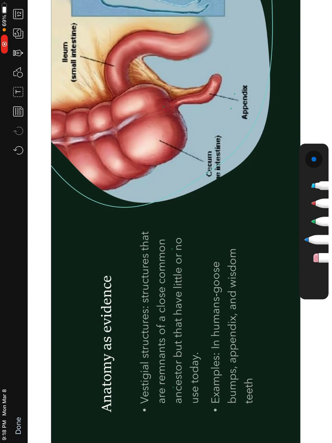Okay, so anatomy as evidence. One last thing that we would need to look at, vestigial structures, and these are structures that are remnants of close common ancestors but have little or no use to us today. So an example would be human goosebumps. So this is what happens when you get the chills. Your hair kind of stands up on end, and this is a reflex to being cold.